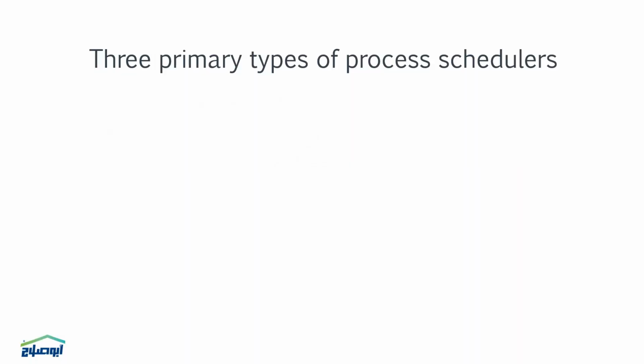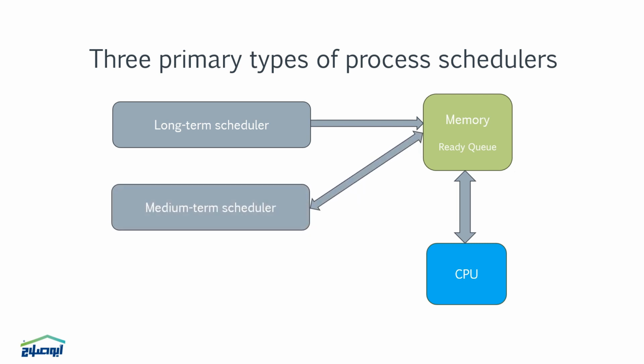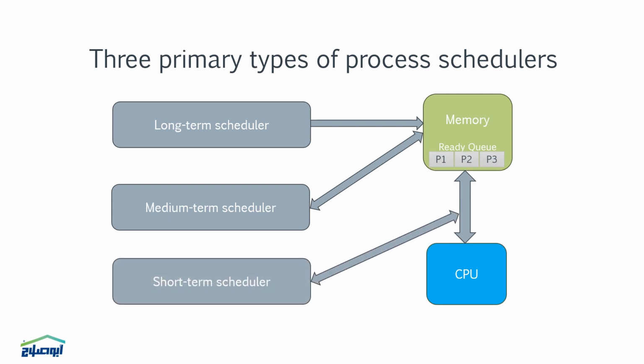There are three primary types of process schedulers. Long-term job scheduler, also known as the job scheduler, selects processes from the pool and loads them into memory for execution. Medium-term scheduler is responsible for swapping out processes from memory and bringing them back in later. CPU or short-term scheduler selects a process from the ready queue and allocates the CPU to it.